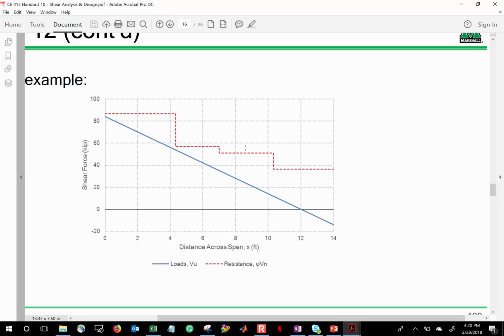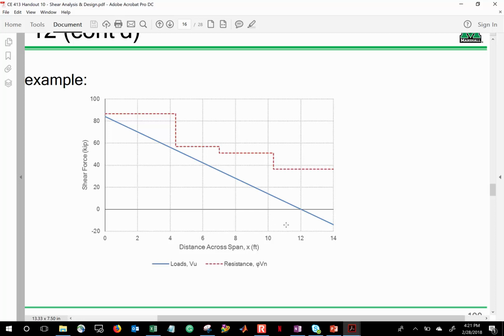So hopefully this example illuminated some of the math and the computations behind how you analyze for shear. In all honesty, structural engineers really don't analyze for shear very often. Usually all they're concerned about is design for shear. But I think this is really important because it gives you an understanding of what it is you're doing and what the overall goal is.